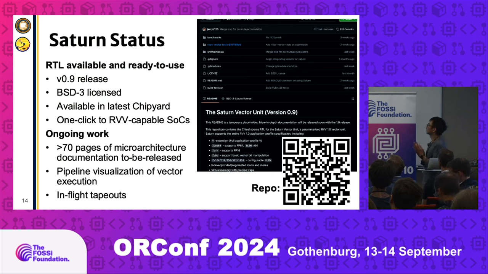So there's a lot of ongoing work, too. I have written a lot of microarchitectural documentation of the system. I'm just awaiting some technical feedback, and that will be open sourced by the end of the year as well. And then we're trying to use Saturn to drive education about vector units in the computer architecture classes at Berkeley. So we want to build things like pipeline visualization of vector instructions as they execute down the pipeline, so students can understand what's going on in the system. And of course, we have some tape outs of Saturn as well.